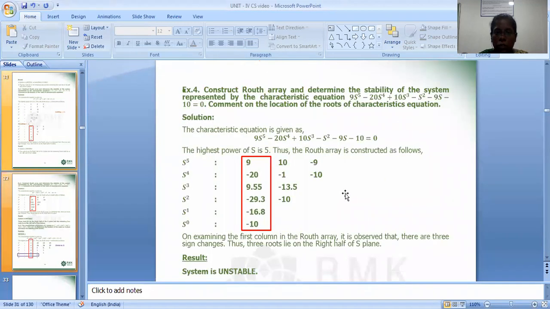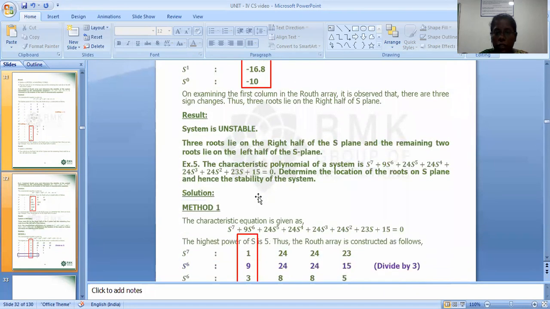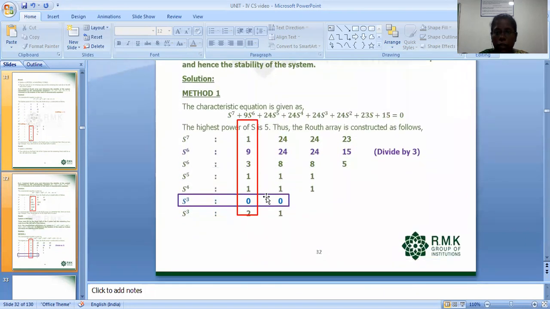Okay. So this is another problem where you have more sign changes available.